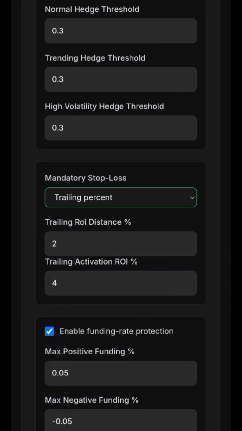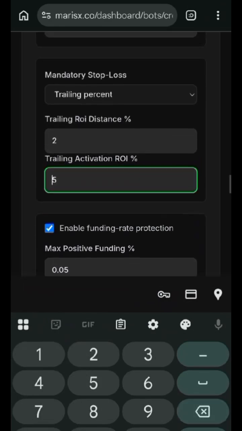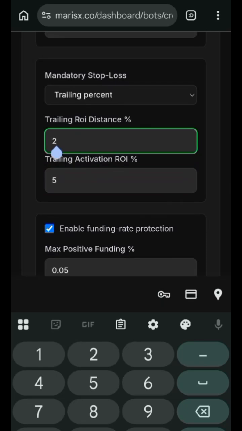So for trailing, we set it at 2%, and then for trailing activation ROI, we set it at 5. All right, so I recommend 5. Now what this means is that if the market goes 5% in your favor, and then it tries to reverse against you, if it reverses by 2%, the bot should close the trade and take the profit that is left. That is what it means.